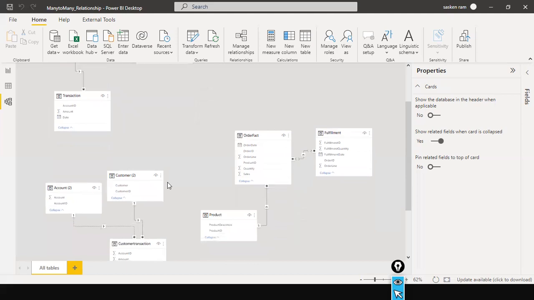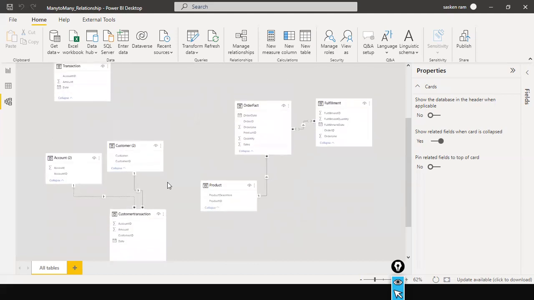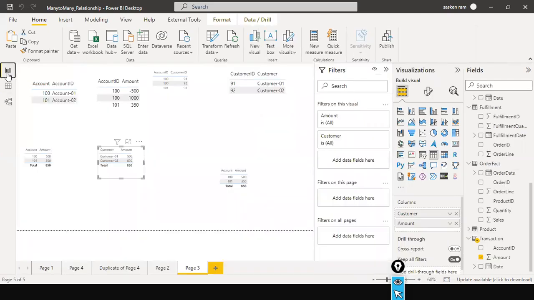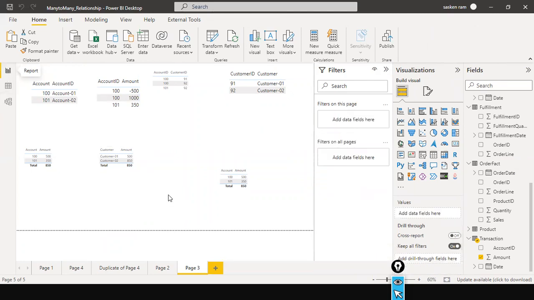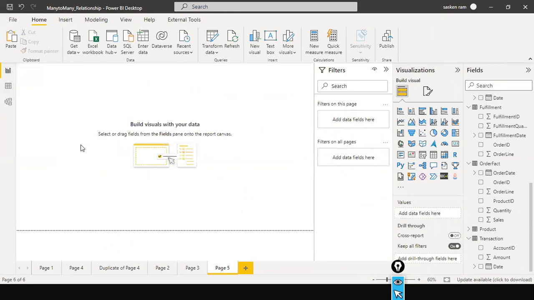You understood? Now there is another scenario where we have two fact tables, the order fact table and the fulfillment table. In this case, I just go to the report canvas. I will create another page. Here what I do is, I already did this one in the interest of time. What is the time now?